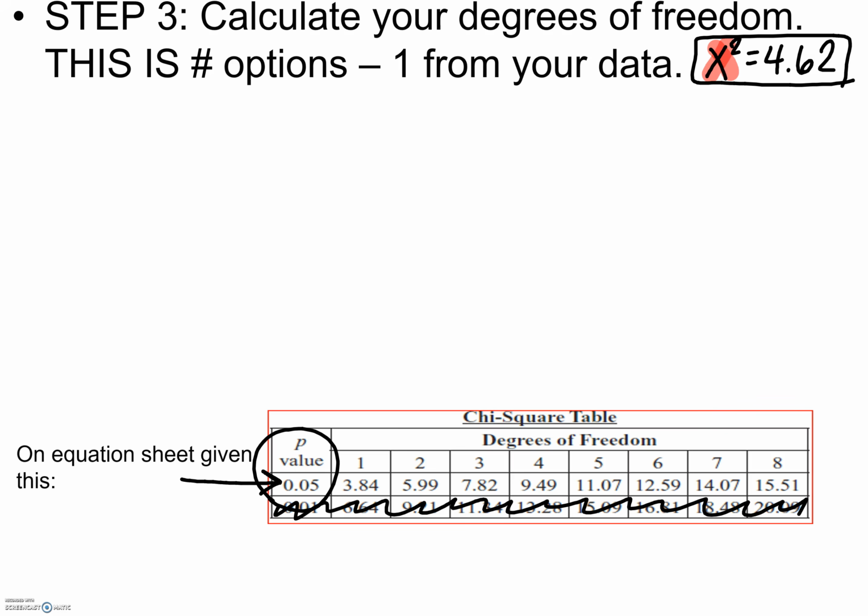I don't know why they include the second row. I assume for some experiments maybe it's useful, but we've never used it. In AP we don't use it, and everything I've ever seen online always uses this row.